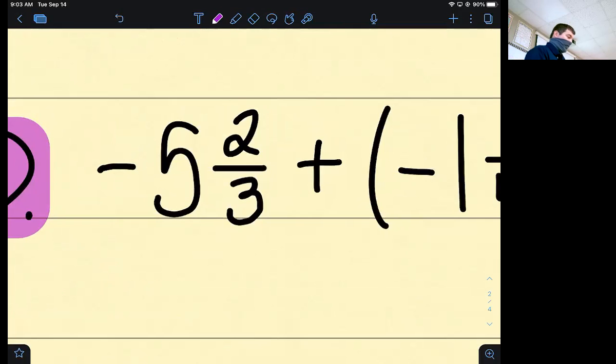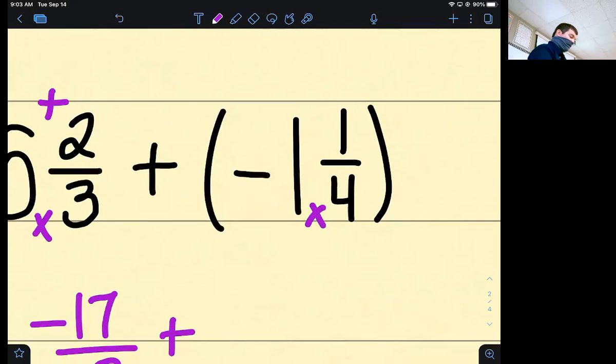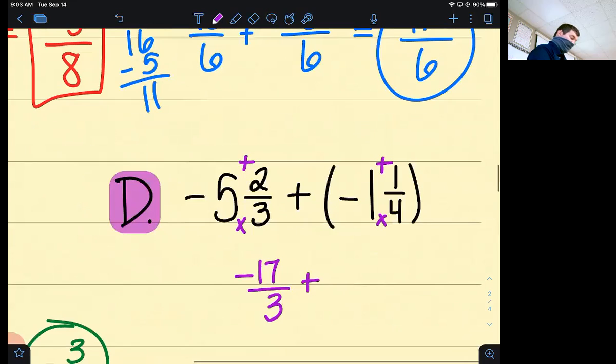To turn a mixed number into an improper fraction, start with the denominator, multiply it to the whole number. What's 3 times 5? 15. And then add 2. What's 15 plus 2? Okay, make a negative, because it's a negative mixed number. It's going to be a negative fraction. Same thing here. What's 4 times 1? Plus 1. So this is going to be 5/4, or negative 5/4, because it's negative.